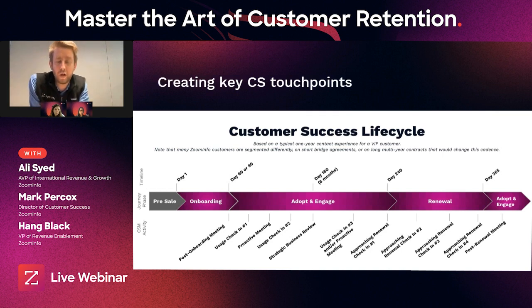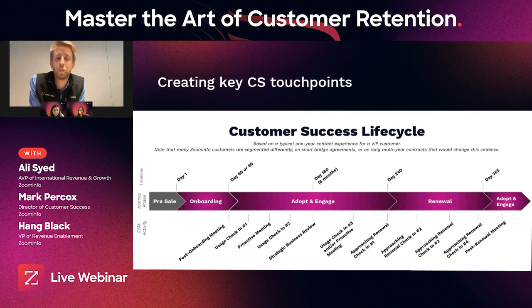And so I want to highlight three key things on this slide. We have the usage check-ins, we have the proactive meetings, and we have the strategic business review. We use the usage check-ins to really drive adoption, to continually introduce our customers to new functionality as and when it's released, and make sure that we're aligning on the functionality they're already using. We use proactive meetings to make sure that we're having higher up value consultative conversations, which Hang will touch on a little bit later.